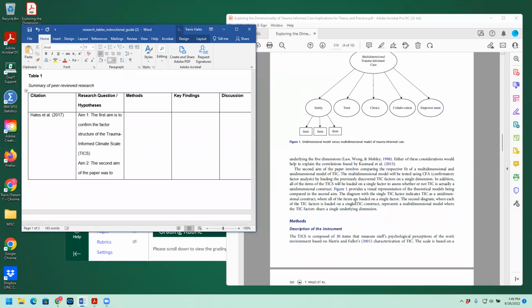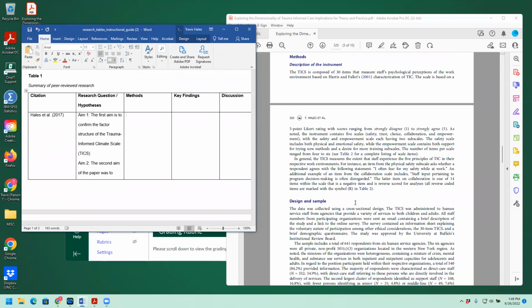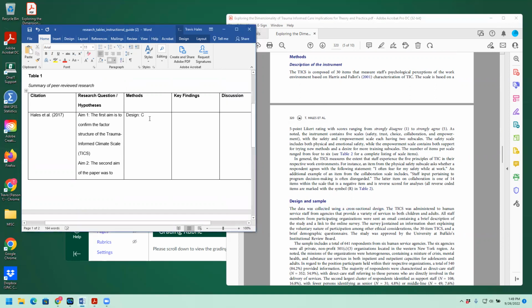Next, in the methods, I'm going to scroll down, and I'm pretty much going to put in sections for each component of the methods. I'll start with the design. So here we see in the first sentence that the data were collected using a cross-sectional design. So for design, I'm going to put cross-sectional.